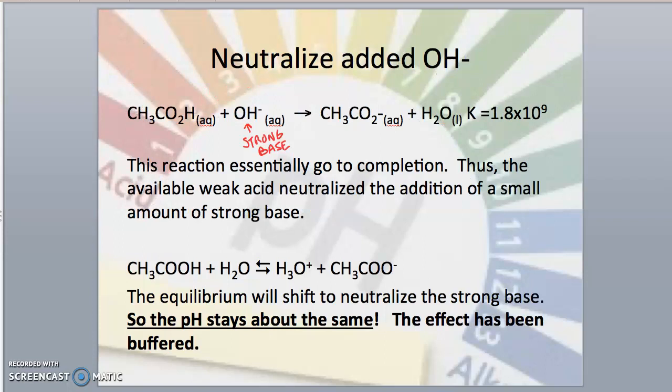Using our same buffer system, the acetic acid and acetate ion, if we add a strong base, it will react with the acid, acetic acid. It goes to completion, forming the acetate ion in the process. The amount of acetic acid will be decreased slightly, and the acetate ion concentration will increase slightly. Our equilibrium will shift slightly, and the pH change will be small.